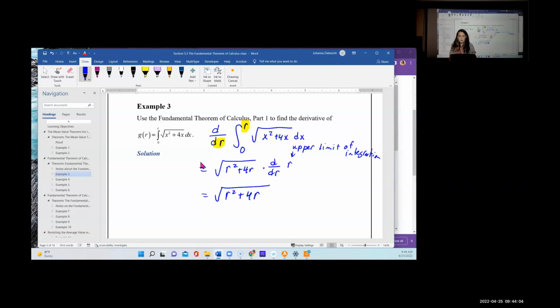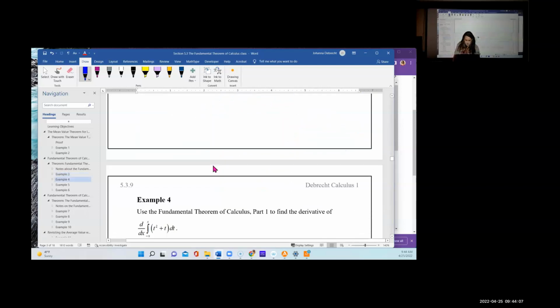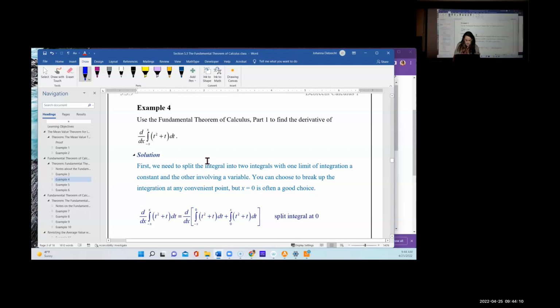Now let's take a look at another example. This is going to be example 4. And in example 4, both the limits of integration are variables. So I have the derivative with respect to x of the integral from negative x to x of t squared plus t. Now the fundamental theorem of calculus says the lower limit of integration must be a constant and the upper limit of integration must involve the variable that's in the differential of the derivative. But I've got both limits of integration that have the variable in them.